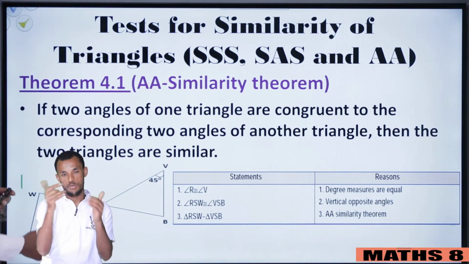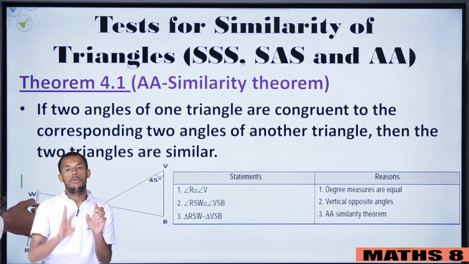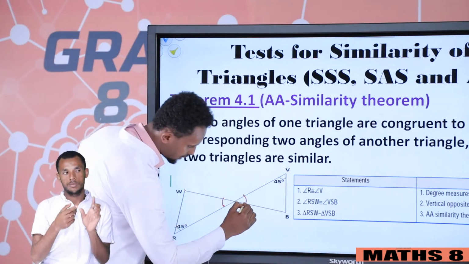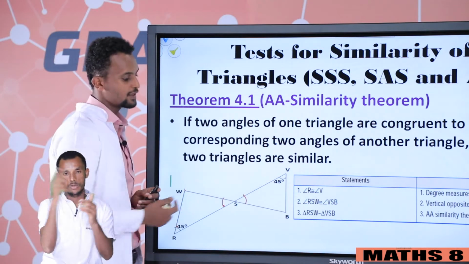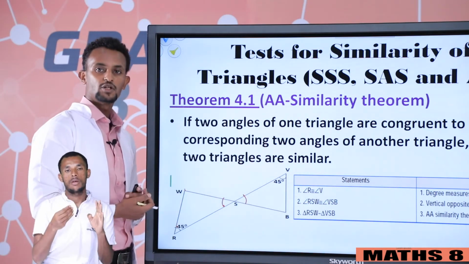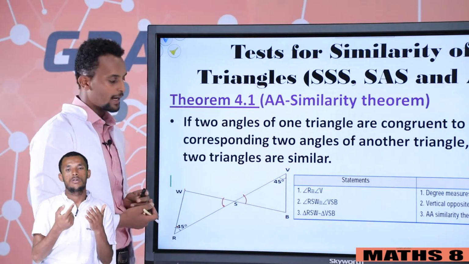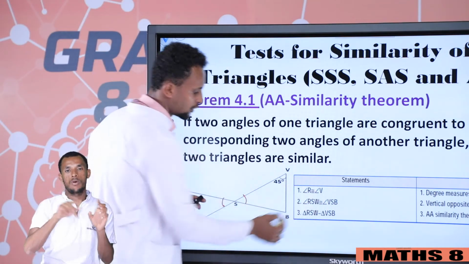The second one, angle RSW, this angle and this angle are always equal because they are vertical opposite angles. In Amharic, jerba angle. That is called vertical opposite angles. Therefore, we have two angles that are congruent.